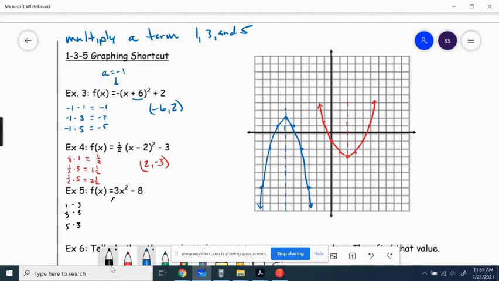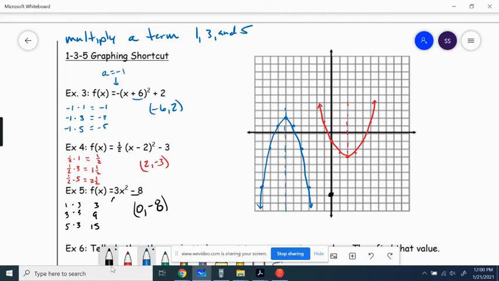3 times 1 is 3, 3 times 3 is 9, and 5 times 3 is 15. Okay, so this one's a little bit tricky. What is my vertex? Well, I don't have a value in parentheses, so that means my h value is going to be 0, and my k is the -8. Okay, so here's my vertex at 0, -8. 0, -8 should be 1, 2, 3, 4, 5, 6, 7, 8 right here.